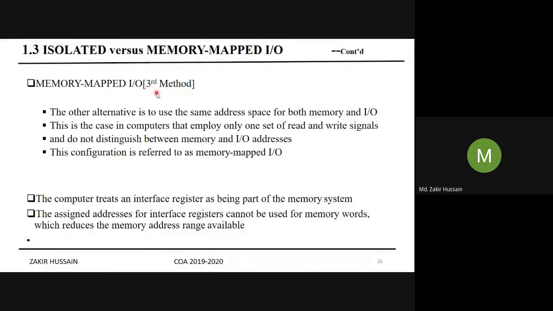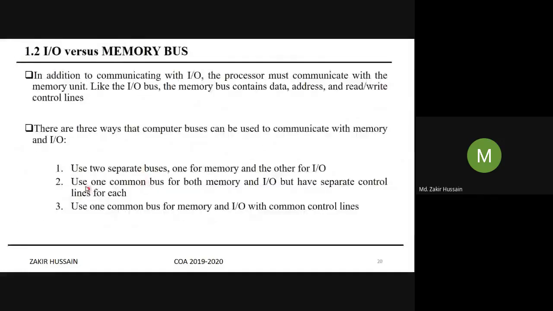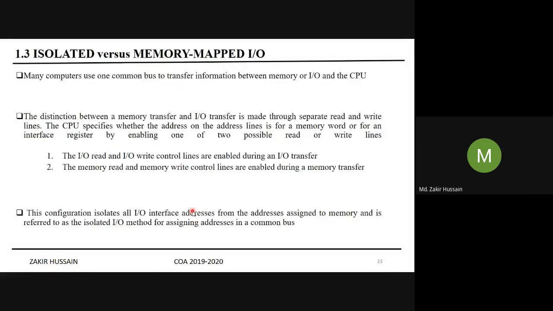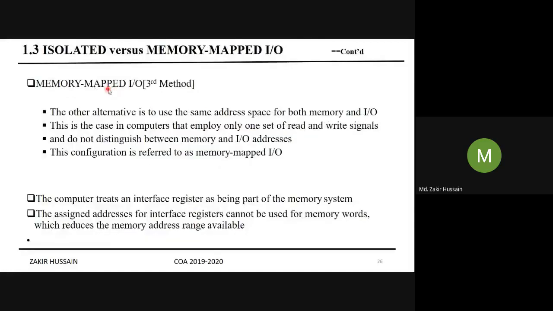Memory mapped I/O is the third method. These are the methods we listed here. Method one: use two separate buses, one for memory and the other for I/O. The second method: use one common bus for both memory and I/O, but have separate control lines for each. The third method is to use one common bus for memory and I/O with common control lines. This third method is also called memory mapped I/O.